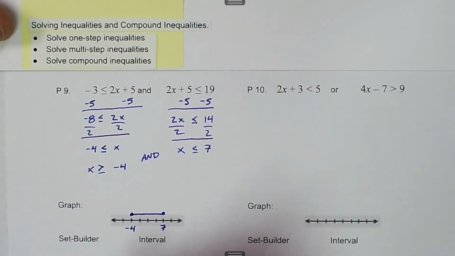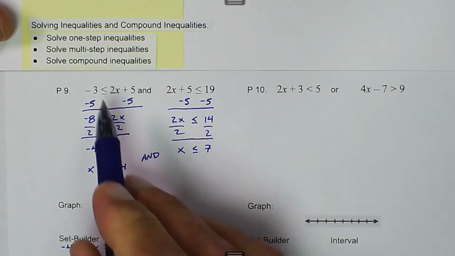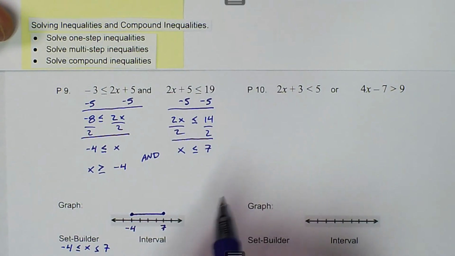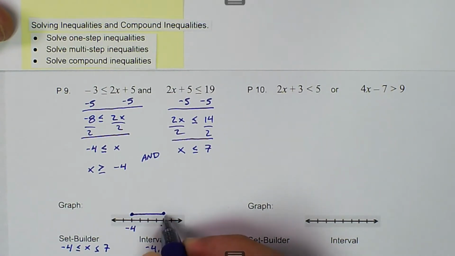Set builder notation, we would write it as negative 4 is less than or equal to x is less than or equal to 7. It's less than or equal to because these are both closed dots and because it originally was that. If we write it in interval notation, we start at negative 4 and we go to 7. So negative 4 to 7. And these are included, so we're going to use brackets.